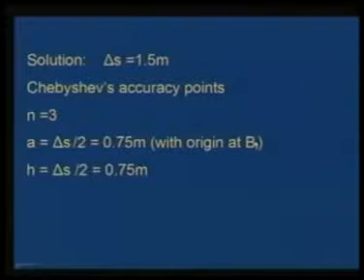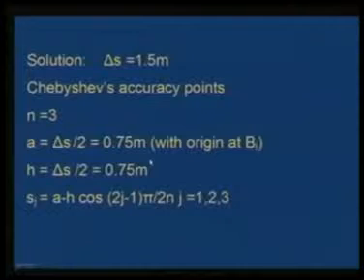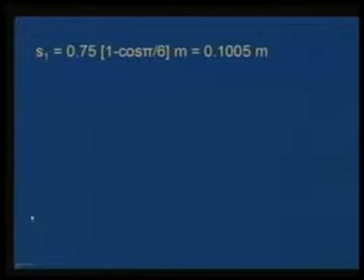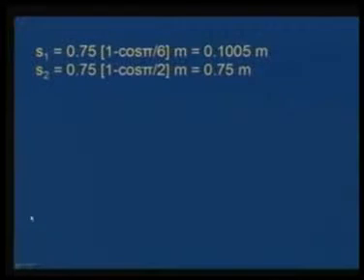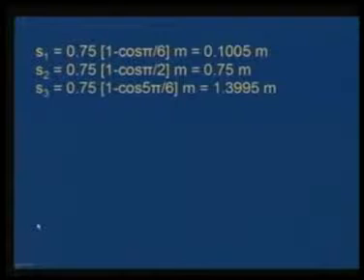The interval, half of the interval H, is also delta S by 2, so again H comes out as 0.75 meter. Then the three accuracy points Sj, with j going from 1, 2 and 3, can be obtained from the formula as 0.1005 meter, 0.75 meter and 1.3995 meter.